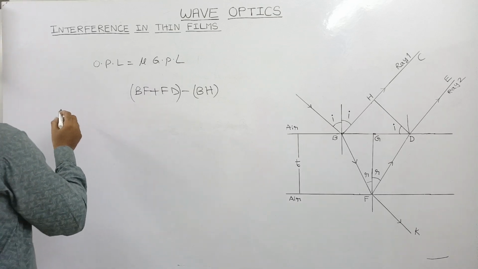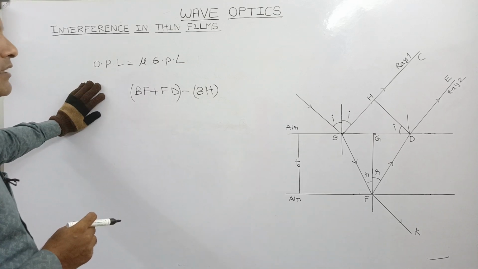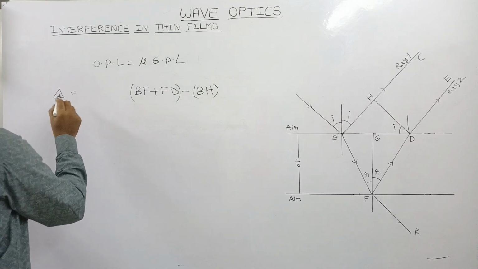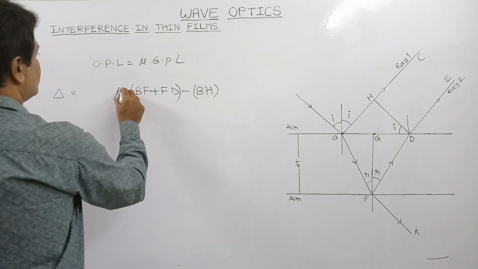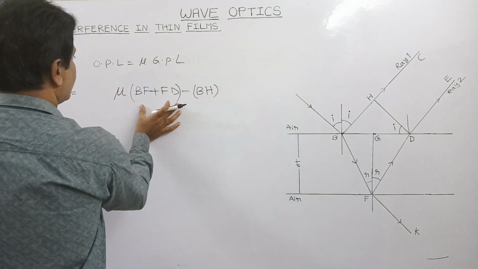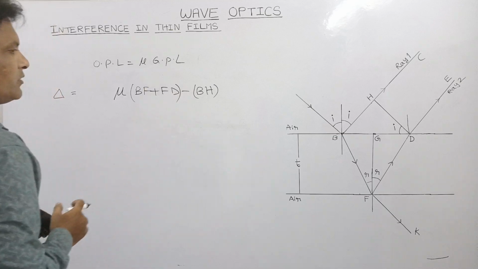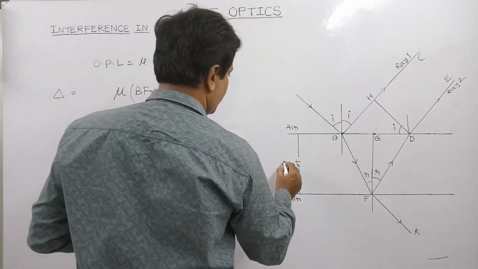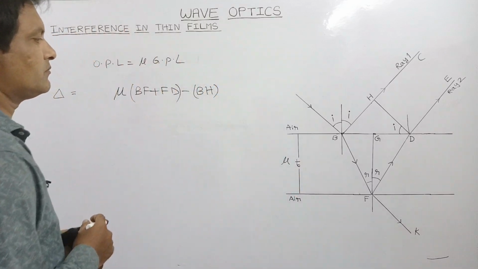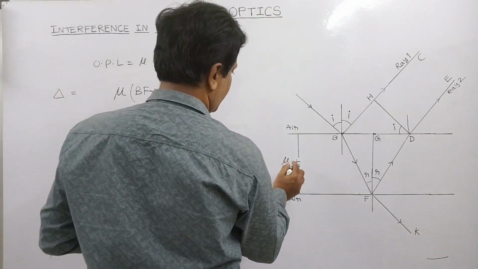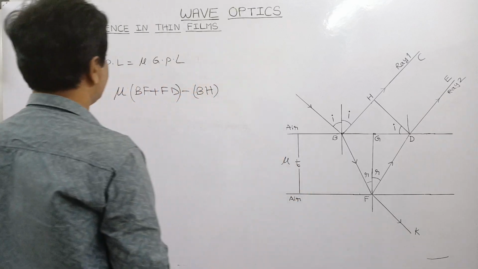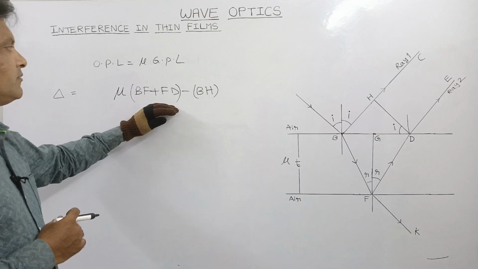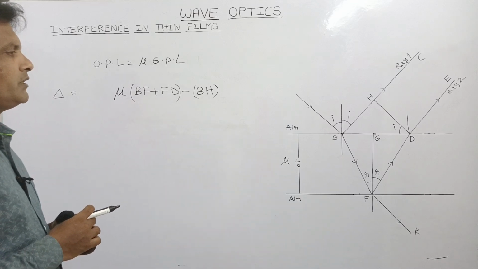So we can easily get the optical path difference by writing delta is equal to mu into BF plus FD, because this path is in the medium where the refractive index is mu. Okay, this is mu, the refractive index, and this is t, the thickness of the thin film. So by this we can get the optical path difference with these calculations.